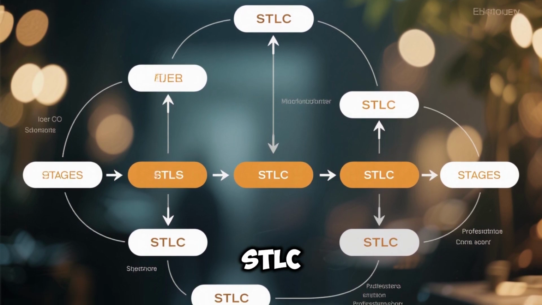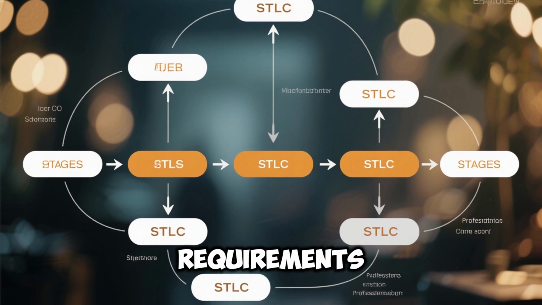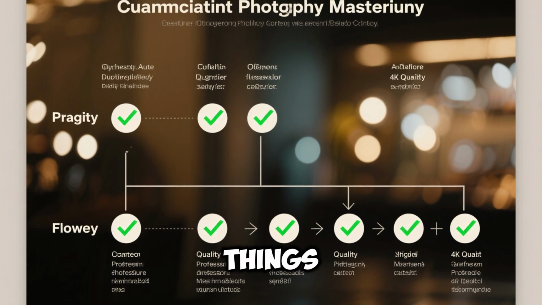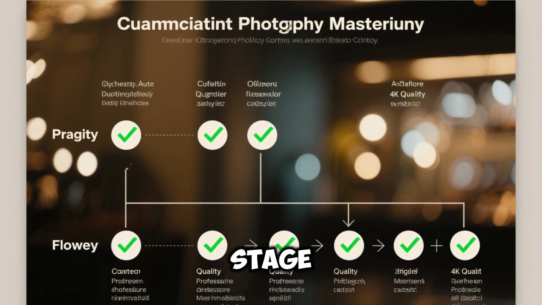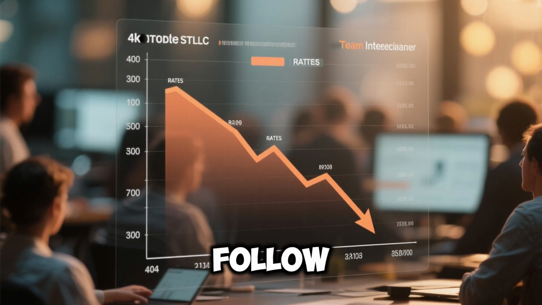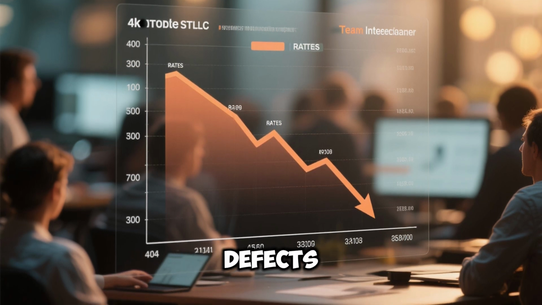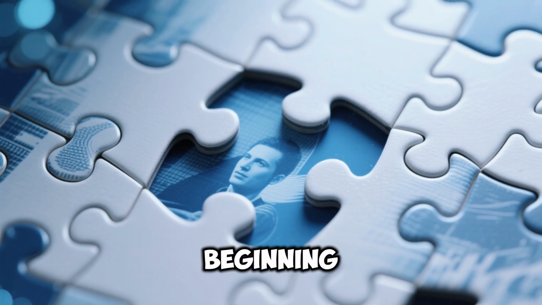Think of STLC as a structured sequence of testing activities, from analyzing requirements all the way to closing out the test cycle. Unlike just randomly testing things, STLC embeds quality checks at every single stage. In my experience, teams that follow STLC see a nearly 40% drop in post-release defects. Why? Because it forces clarity and alignment from the very beginning.